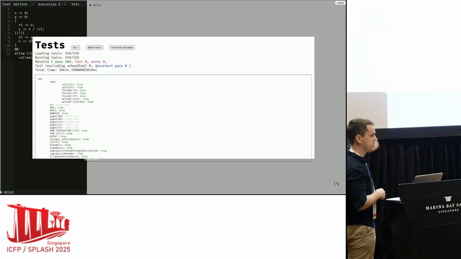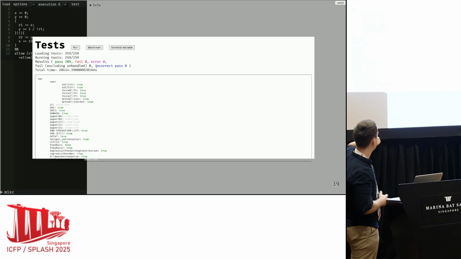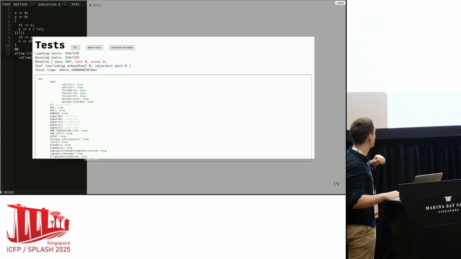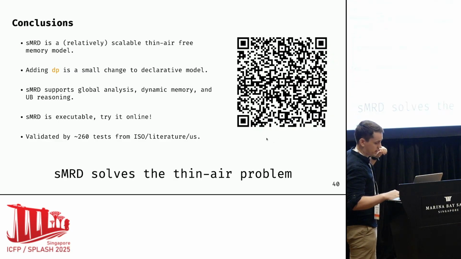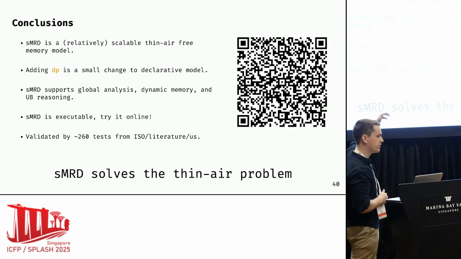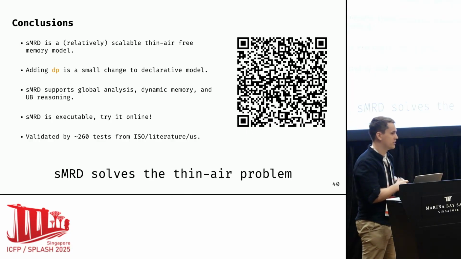Yeah, the performance of the tool is quite good, and it also handles code with allocations, which former tools could not. Now, in conclusion, we have a solution to the thin air problem, and you can try out the tool by scanning the QR code. That's all.